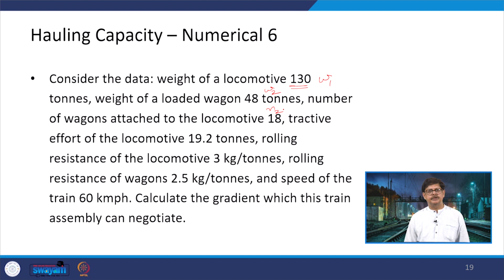Tractive effort of the locomotive is given as 19.2 tons. The rolling resistance of the locomotive is defined as 3 kg per ton, that means with respect to whatever the total load is. Then the rolling resistance of wagons is 2.5 kg per ton. So here the load can be calculated for the wagons, and then we can find the resistance offered by those 18 wagons. And the speed of the train is given as 60 kilometers per hour. So, what do we have to calculate? We have to calculate the gradient which this train assembly can negotiate.